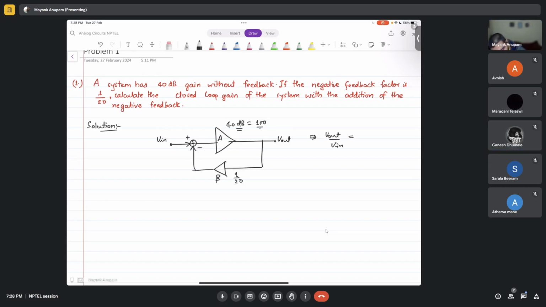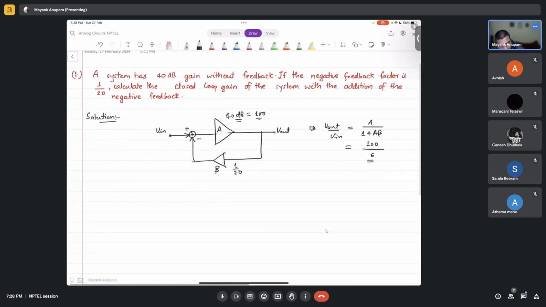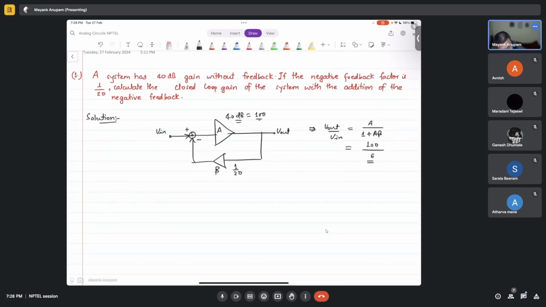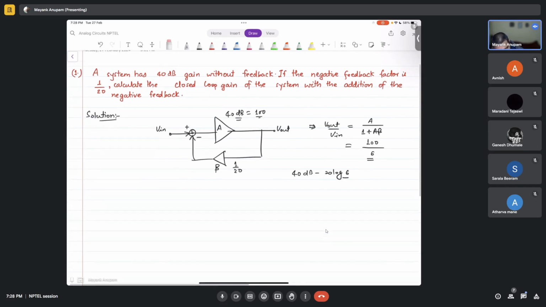100 by 6. So it is A divided by 1 plus A beta, right? Which is 100 divided by 6. This is good. And what will be the value in terms of dB? 100 by 6, what will it be in terms of dB? It will be 40 dB minus 20 log 6, right? Did you understand how I got this? Yes, good. So you find it and convince yourself that this is indeed the case.